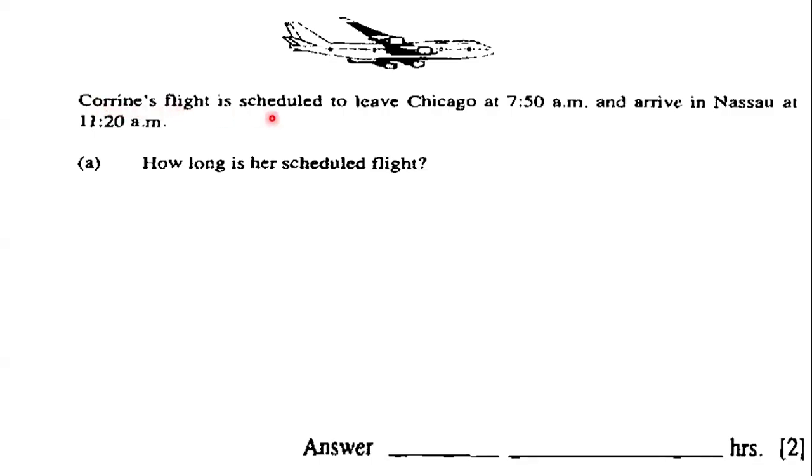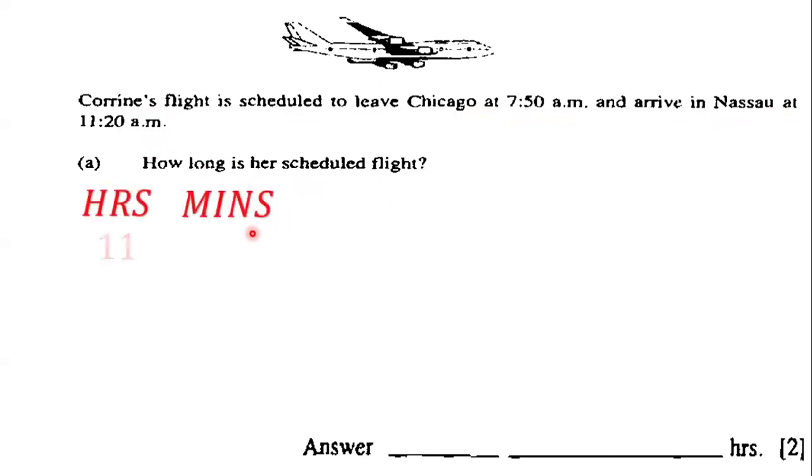Corinne's flight is scheduled to leave Chicago at 7:50 a.m. and arrive in Nassau at 11:20 a.m. How long is her scheduled flight? And so the question wants us to determine how long the scheduled flight is.